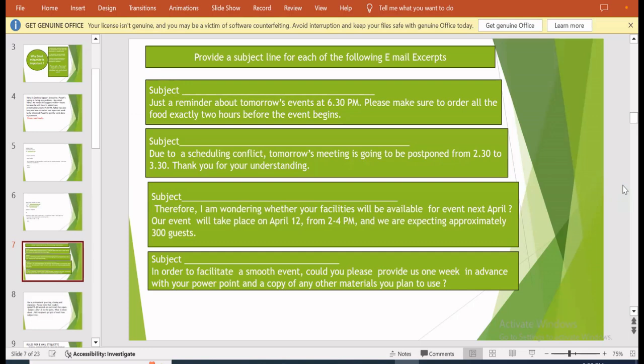"Therefore, I am wondering whether your facilities will be available for an event next April. Our event will take place on April 12th from 2 to 4 p.m. and we are expecting approximately 300 guests." So what will be the subject line? Please tell me.